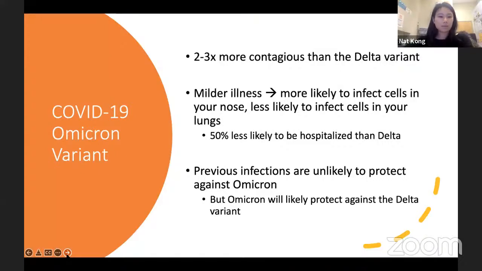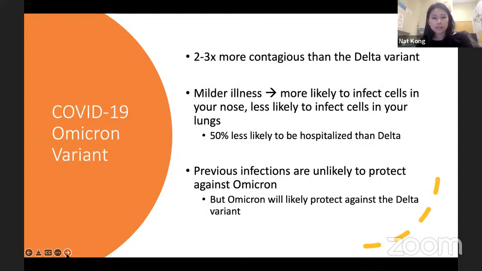So what's going on? I think a lot of folks know the Omicron variant is really what's causing this big hullabaloo. It's 2 to 3 times more contagious than the Delta variant, which is a large reason for why we are seeing the enormous numbers that we are seeing in our city, in our state, and truly nationwide.